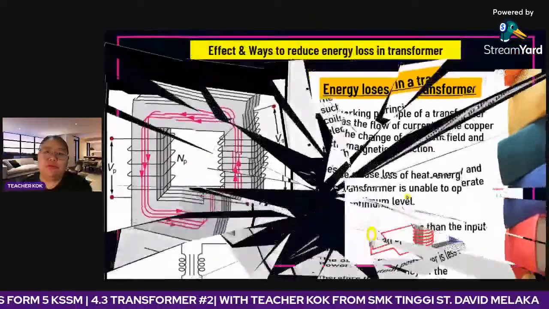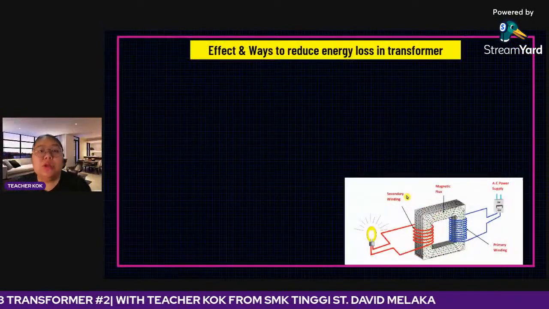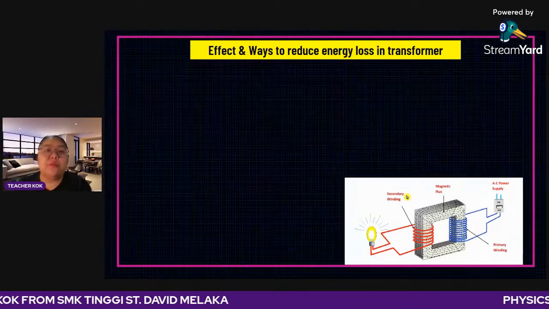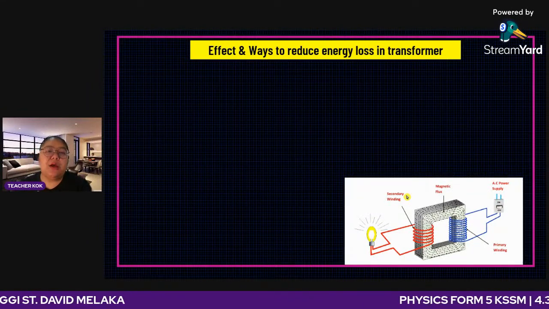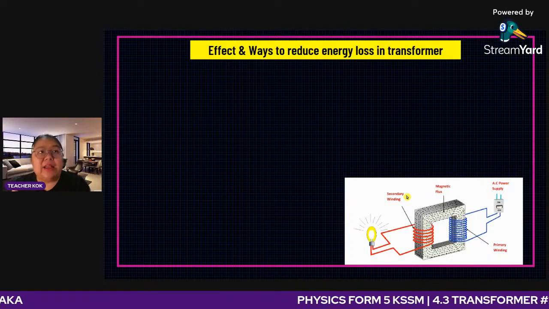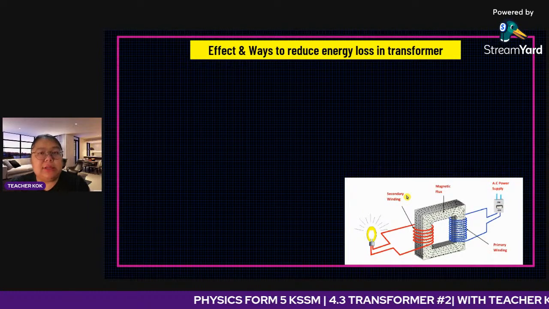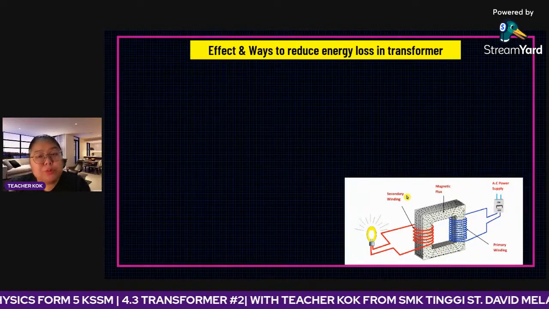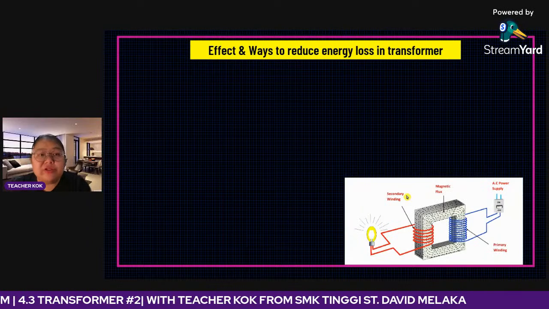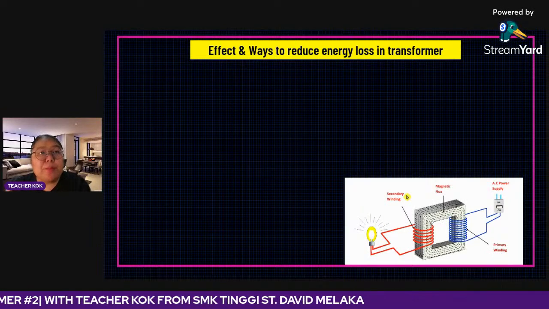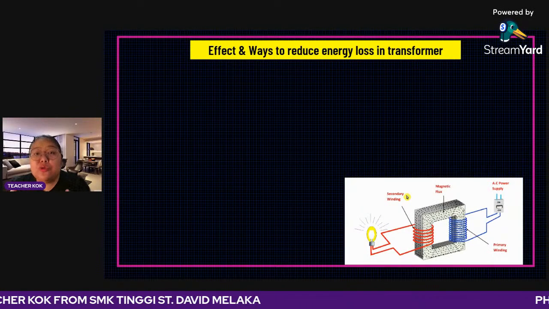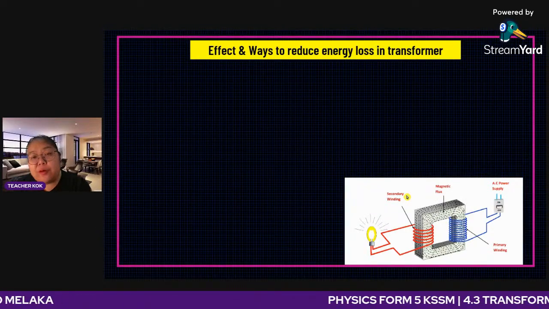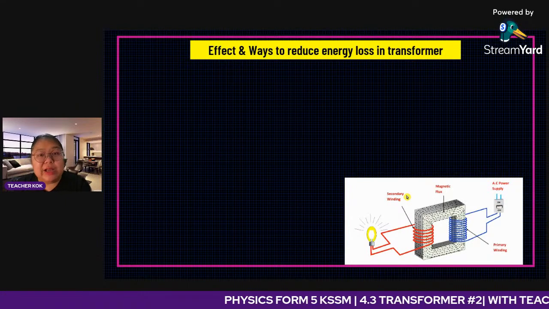Then we go through the effects and also the ways to reduce the energy loss from the transformer. When I discuss the effects and the ways, normally this question comes out as an essay question. Maybe they let you choose among different transformers P, Q, R, S, then ask which modification you need to use to reduce the energy loss. This is one of the tips for you to answer the essay question if it comes out for the transformer.